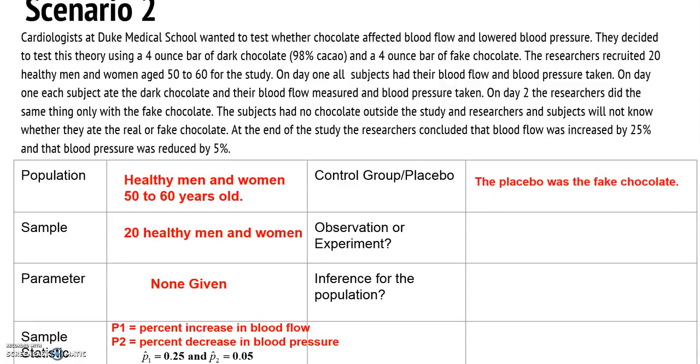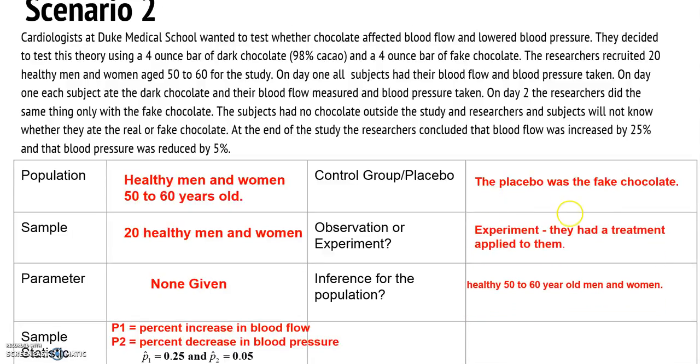What is the control group or the placebo? The placebo here was actually the fake chocolate. So we did have something that looked exactly the same as the treatment, tasted exactly the same, but was not the same. Was this an observation or an experiment? In this case, this was an experiment because they had a treatment applied to them. The treatment was the dark chocolate, and the placebo that was not the dark chocolate was actually the control group.